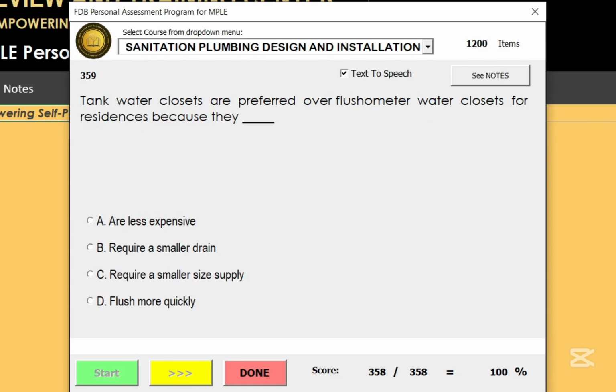Tank water closets are preferred over flushometer water closets for residences because they blank. A. Are less expensive. B. Require a smaller drain. C. Require a smaller size supply. D. Flush more quickly. Please pick your choice. Option C is your choice, and it's the correct answer. Well done.